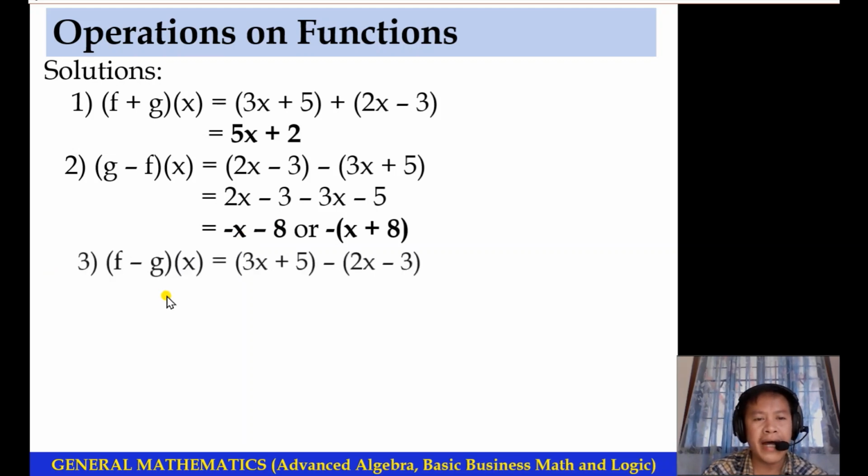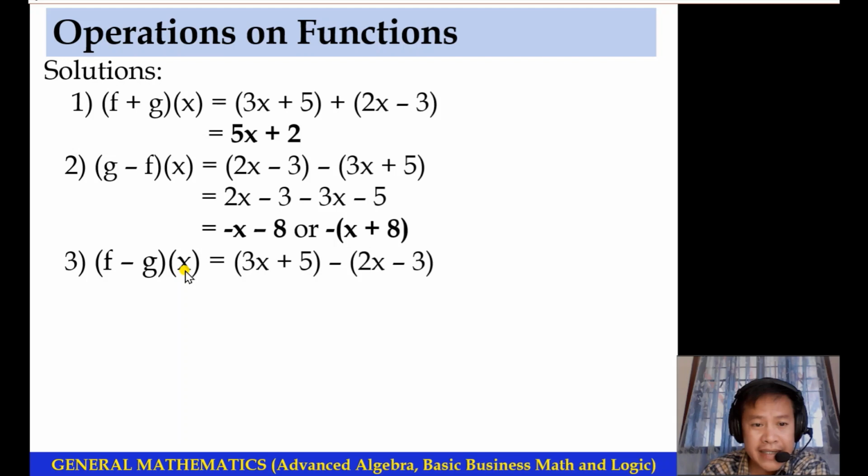We will proceed with number 3. f minus g of x. Take note, our f of x is equal to a linear function, and g of x is also a linear function. Now, in the previous example that we have, g minus f, and the second one is f minus g. And we are going to observe if the answers of these two operations are the same. So, therefore, f minus g of x is equal to quantity 3x plus 5, quantity minus quantity 2x minus 3, quantity. Now, what you need to do here, as what I have said just a while ago, is to simply remove the symbols of grouping since it is preceded by a positive sign.